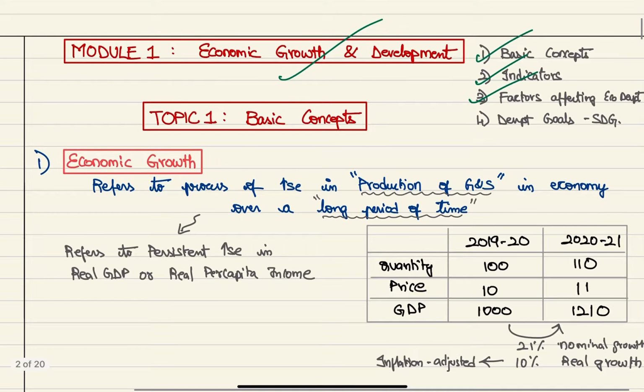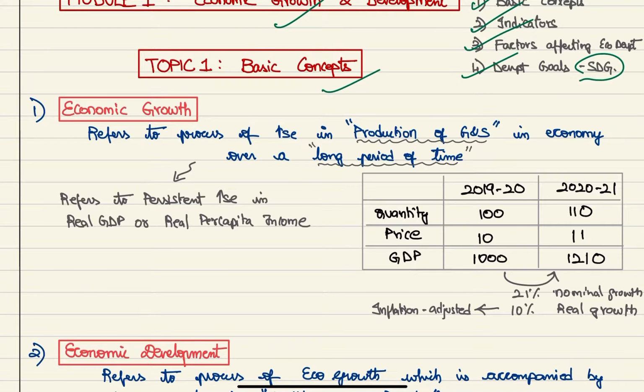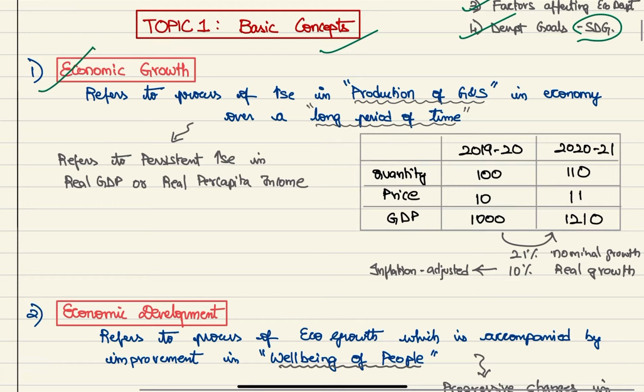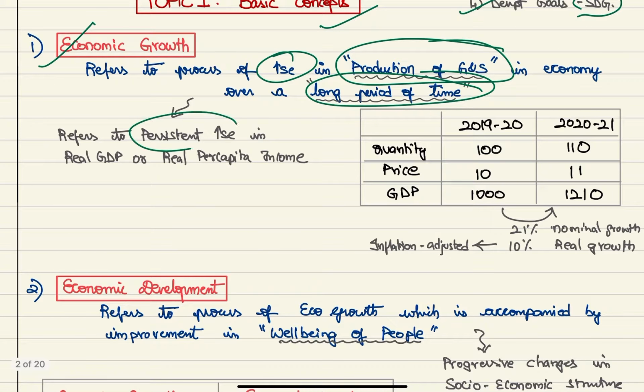Next, the first topic is economic growth and development, and there are four topics: basic concepts, indicators, factors affecting economic development, and developmental goals, which are the SDGs. So first, let's see the basic concepts. First, what is economic growth? It is the process of increase of production of goods and services over a long period of time. So it refers to a persistent increase in real GDP or real per capita income.